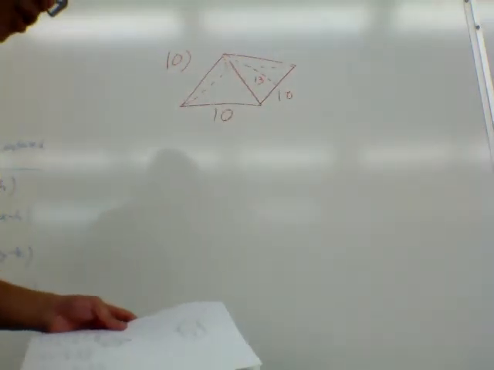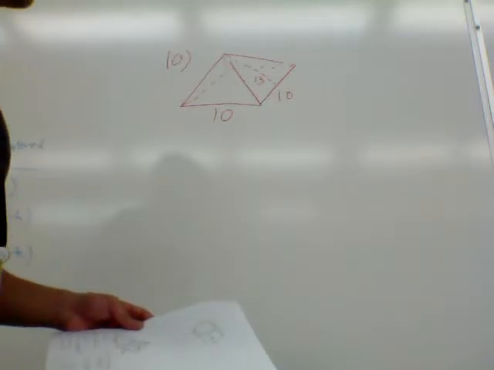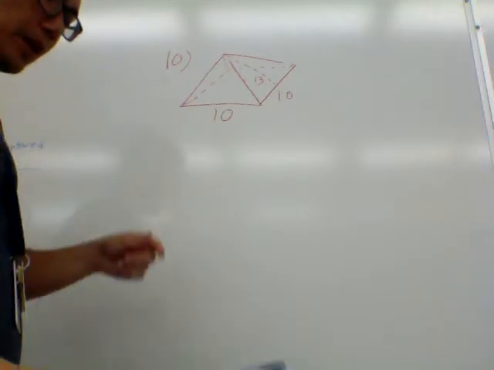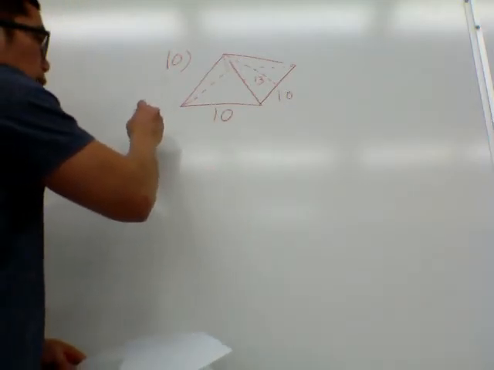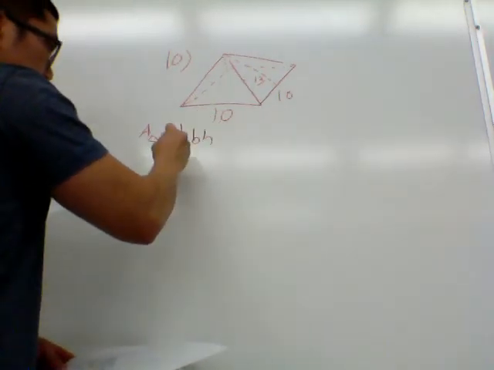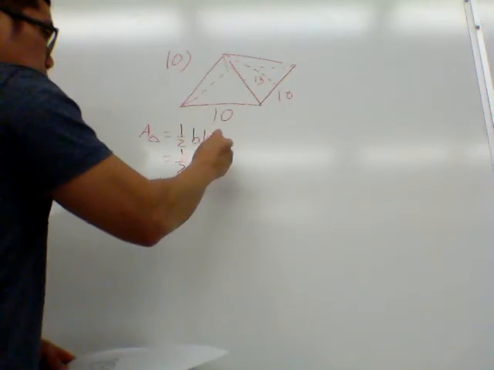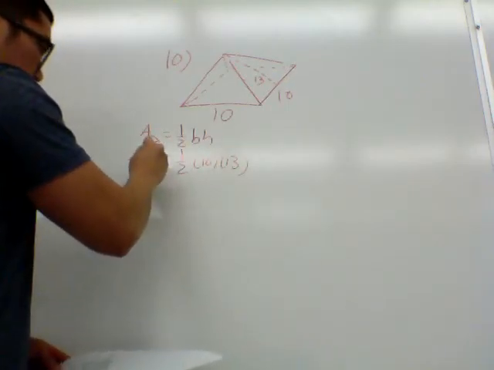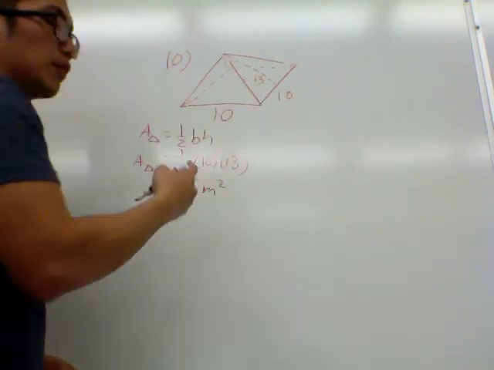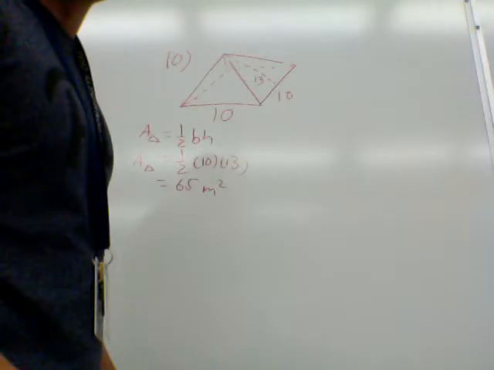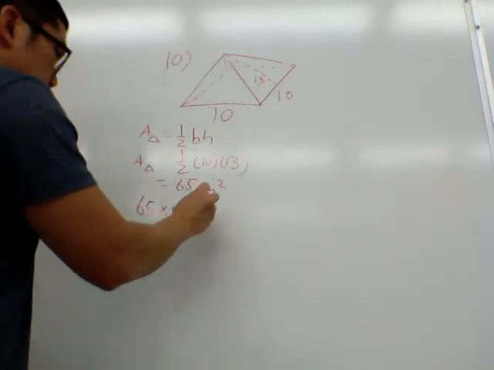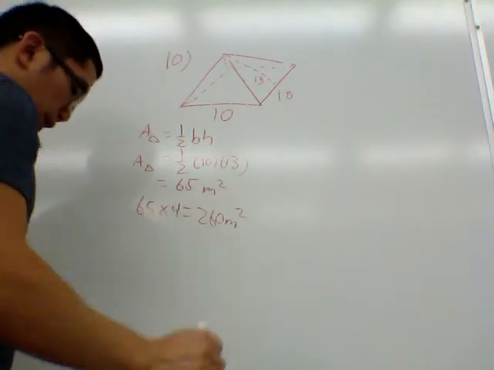Okay. So I know that I have 4 triangles, and I also have a base. Okay? So for the surface area, the area of one of the triangles is 1/2 base times height, so it's equal to 1/2 times 10 times 13, and that gives me 65 meters squared. However, since it's a square pyramid, that means all of the triangles are the same. So I'm going to do 65 times 4, and that gives me 260 meters squared.